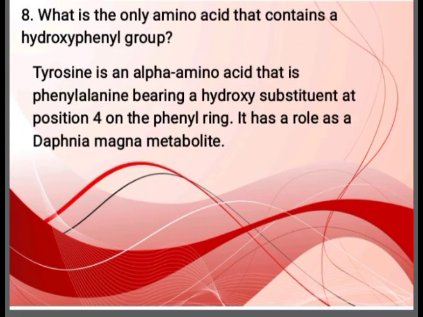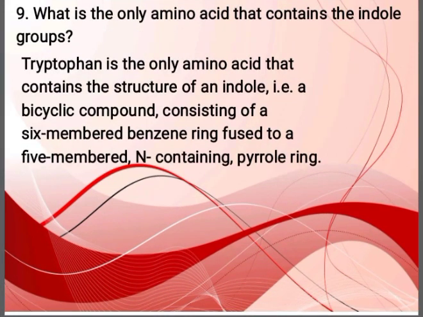Number 8 question. What is the only amino acid that contains a hydroxyphenyl group? Tyrosine is an alpha amino acid that is phenylalanine bearing a hydroxy substituent at position 4 on the phenyl ring. It has a role as a Daphnia magna metabolite.